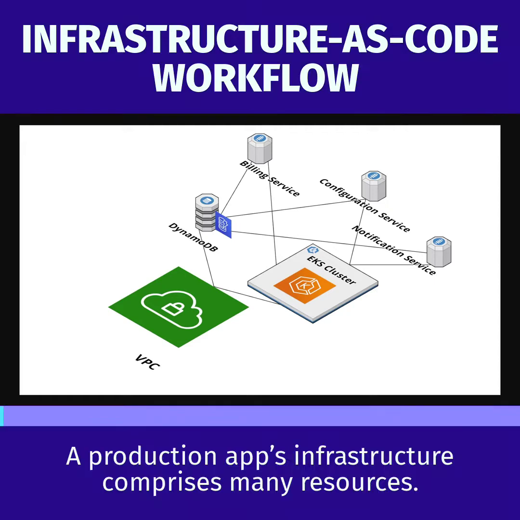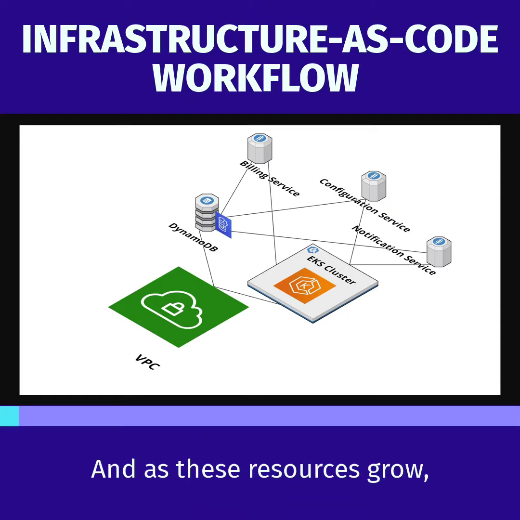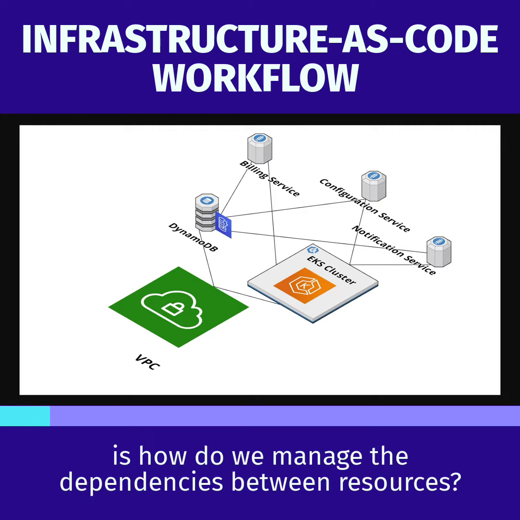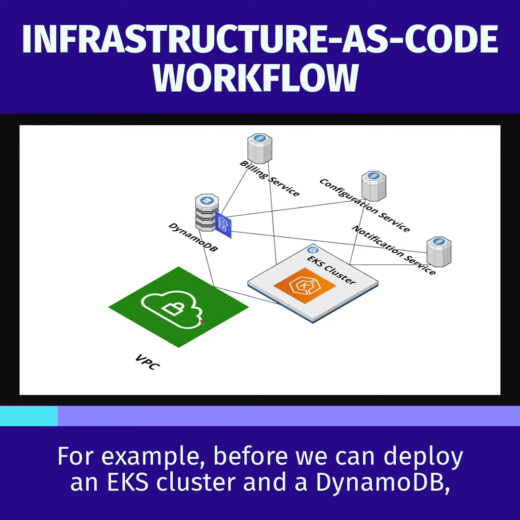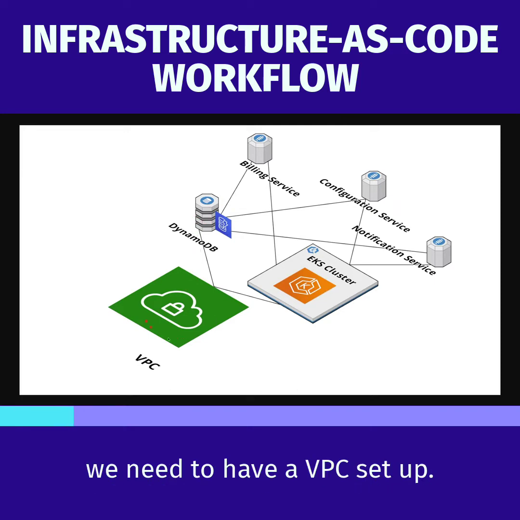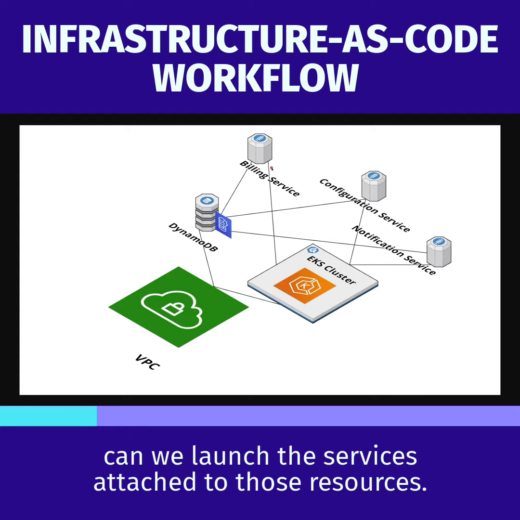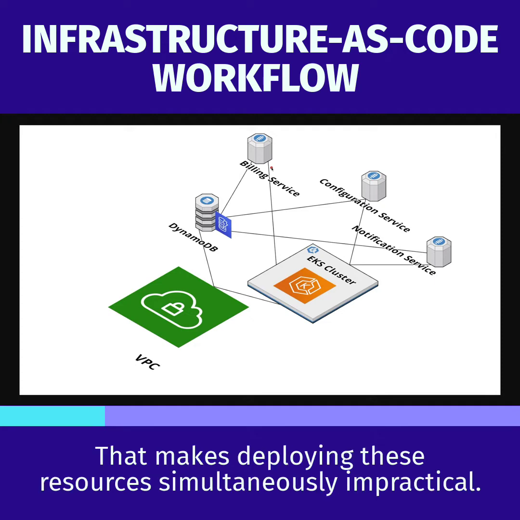A production app's infrastructure comprises many resources, and as these resources grow, managing and deploying them requires more thought and effort. One of the big issues in infrastructure as code is how do we manage the dependencies between resources? For example, before we can deploy an EKS cluster and a DynamoDB, we need to have a VPC set up. And only after the DynamoDB and EKS clusters are set up can we launch the services attached to those resources. That makes deploying these resources simultaneously impractical.